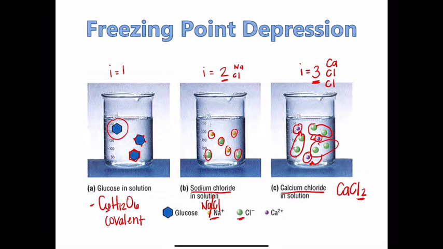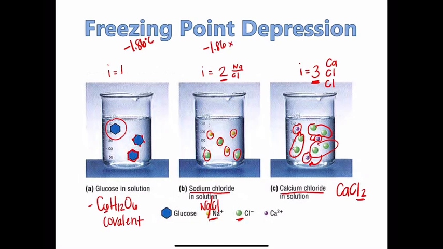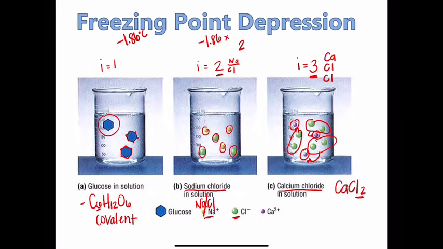But it's going to break up into the different pieces. So now it's really twice as many pieces. And so it's not going to be negative 1.86 degrees Celsius, the one that we said was negative 1.86 degrees Celsius. This one is negative 1.86 degrees Celsius times 2. So it's really negative 3.72 degrees Celsius is the temperature that it's going to break down at.